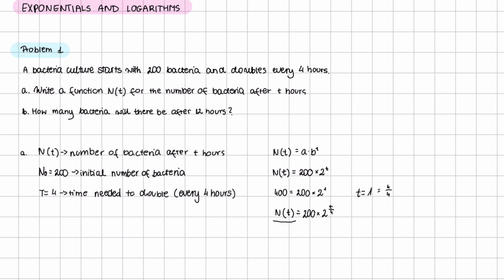And you can see, if we substitute 4 into t, we will have 400. If we substitute any other number, for example 8, 12, 16, 20, you will see that our number of bacteria will double every this given amount of time. You can check it on your own and see that it will always be true.